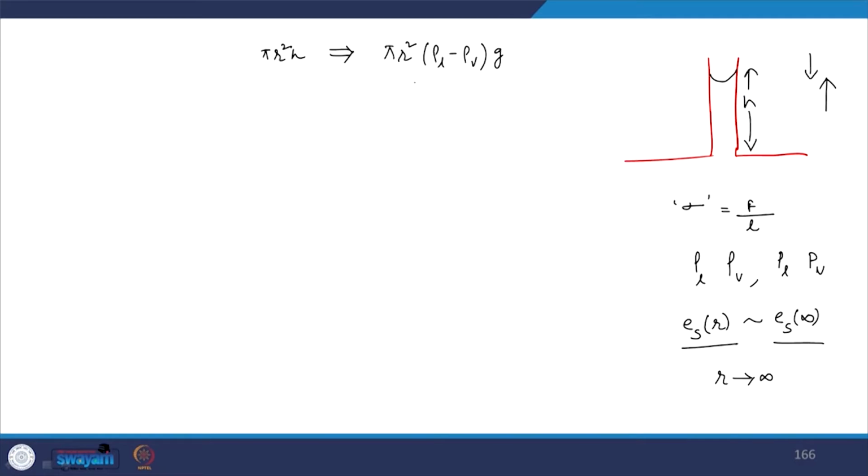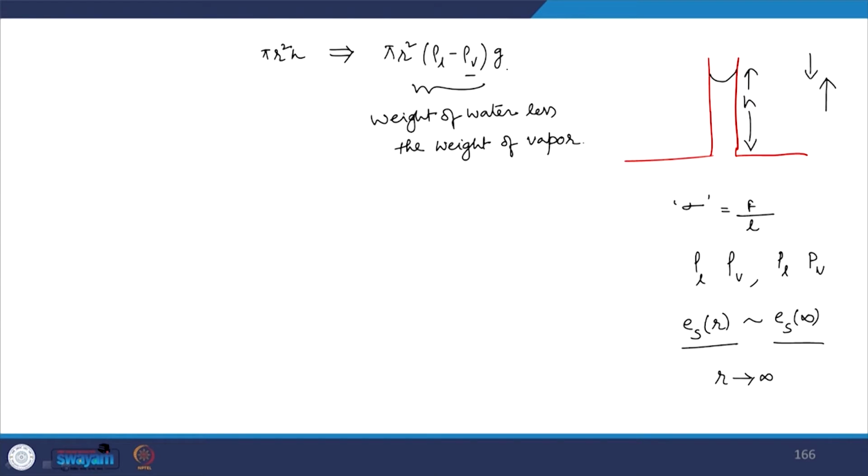So, this has the weight of water less the weight of vapor, because we have a minus, right.